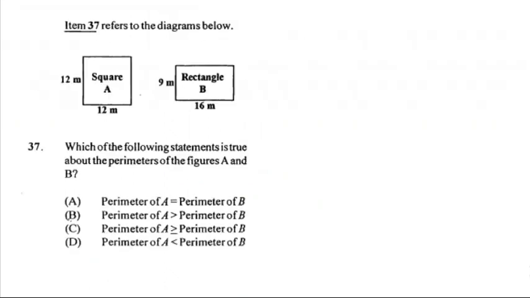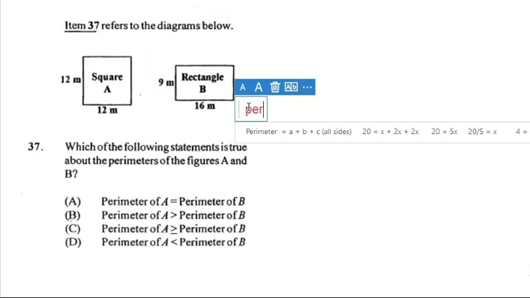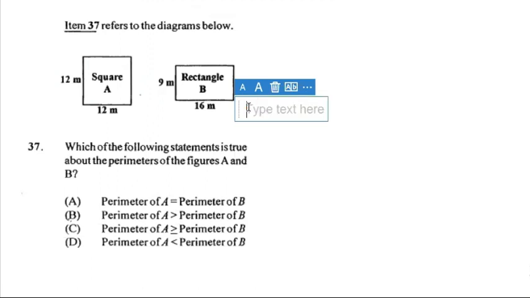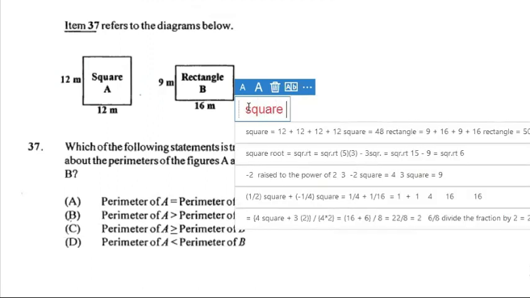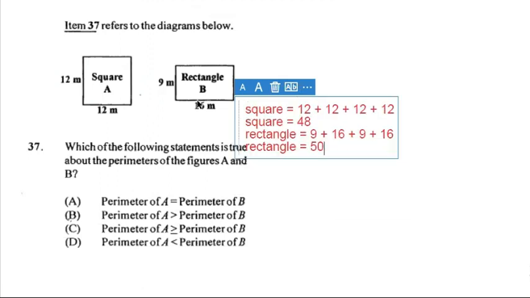37. Which of the following statements is true about the perimeters of the figure A and B? So first, let us start by finding out the perimeter of each figure. So perimeter of the square is equal to 12 plus 12 plus 12 plus 12, which is the length of each side. So it is 4 12s. So the square is equal to 48, and that is the perimeter. So perimeter of the rectangle is 9 plus 16 plus 9 plus 16, and that is 50.